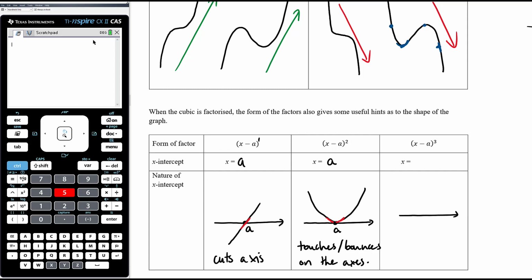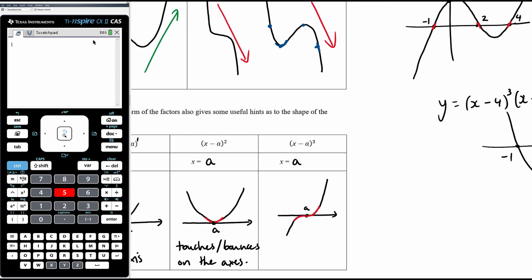Again, if x minus a all cubed is a factor, there's still an x-intercept when x equals a. Null Factor Law tells us x minus a all cubed equals 0, so x minus a equals 0, so x equals a. But this time, we're going to be getting a point of inflection at that point. So again, in the neighbourhood, it behaves a bit like a sort of cubic shape.